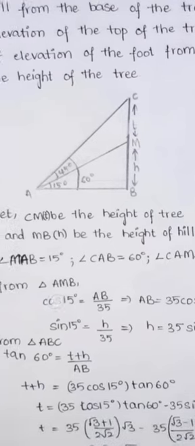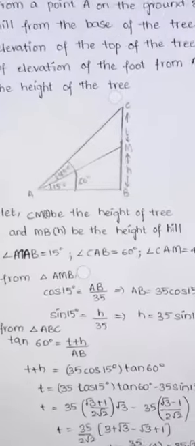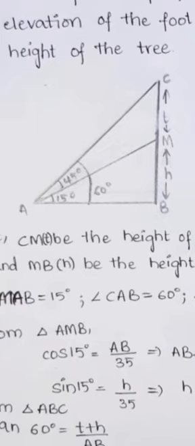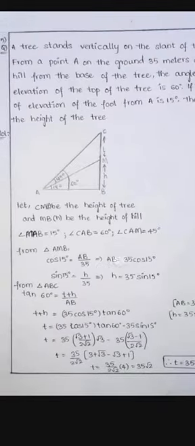So cos 15 degrees is equal to AB bar by 35 meters. We are going to find the AB bar value. AB bar is equal to 35 into cos 15 degrees. So AB bar we got is 35 cos 15 degrees.